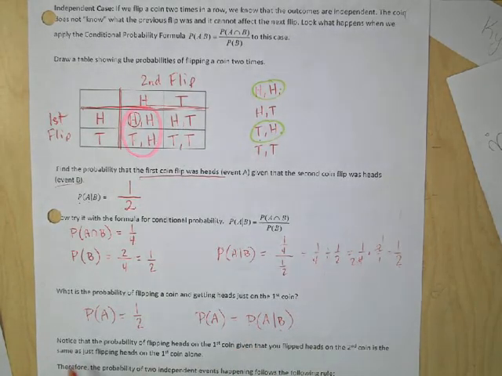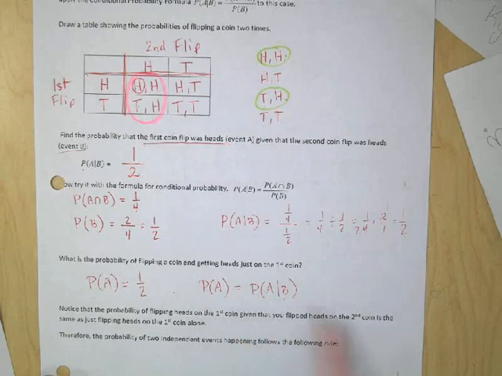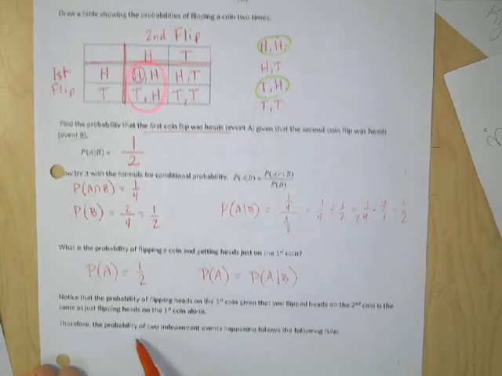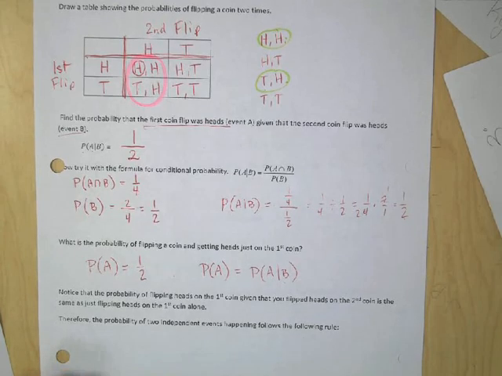So notice the probability of flipping heads on the first coin, given that you flipped heads on the second coin, that's this right here, it's just the same as flipping heads on the first coin. They are equal to each other. So therefore, the probability of two independent events happening follows the following rule.